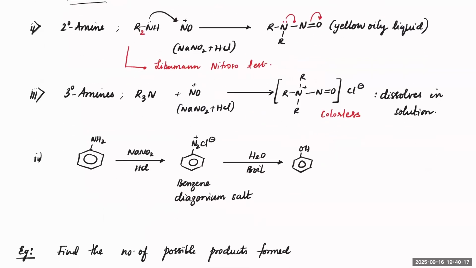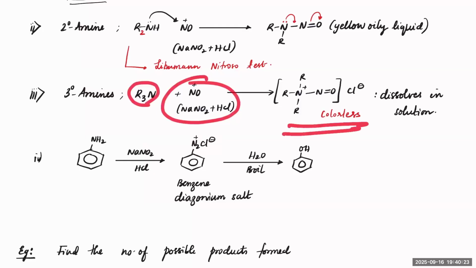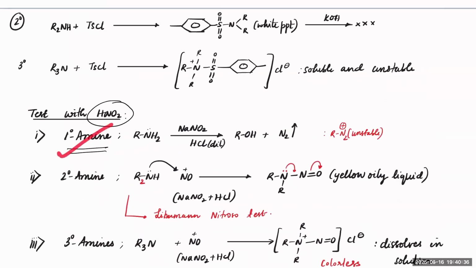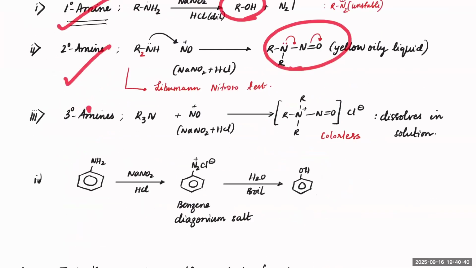If it is about 3-degree amines, then R3N will react with HNO2, but this will remain as a colorless liquid which will easily come back. So again, just like in the Hinsberg test, 3-degree amines do not have any product as such. So 1 degree you can predict as an alcohol, 2 degree you will predict as a yellow oily pigmentation, and 3 degree you'll hardly see any reaction happening.